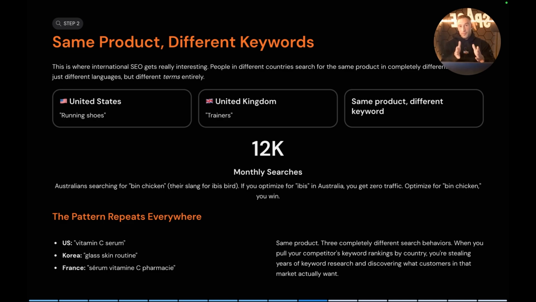So your competitor keyword list becomes your actual shortcut. It shows you what is already working, and it also shows you the gap between their coverage and yours. And just to clarify a little more, look at the pattern that you can see, for example, in Australia, where searching for bin chicken, which is the slang word for the ibis bird in Australia, gets you 12K searches, while ibis actually gets you 0 traffic. So just to emphasize, localize your keyword research, do your market research per country, because otherwise you're going to fail miserably. And also don't translate everything, because you're going to fail as well. Just do your local research and base your strategy on that.